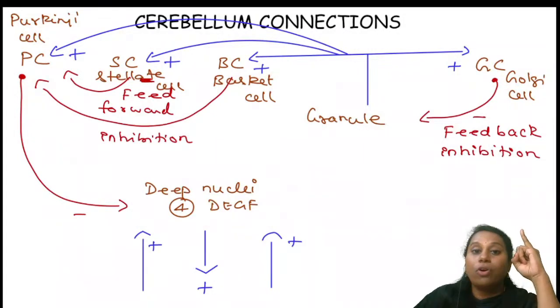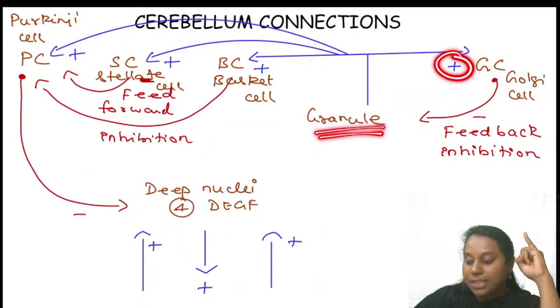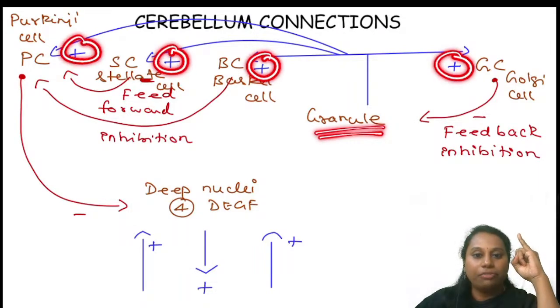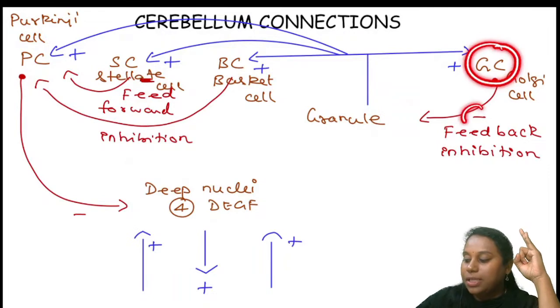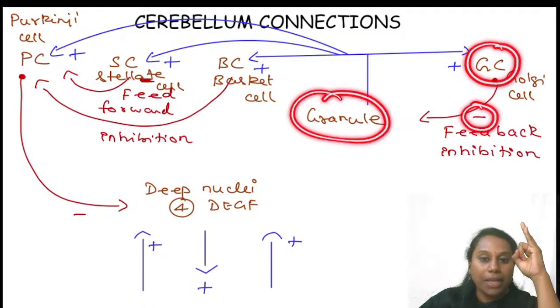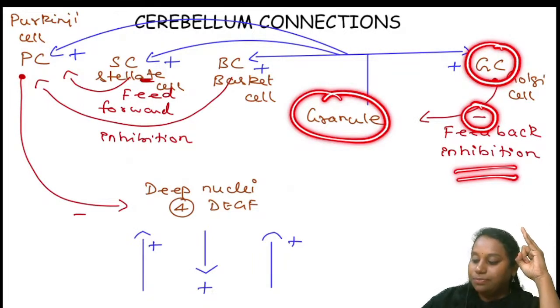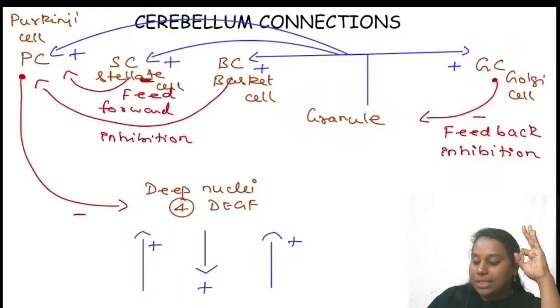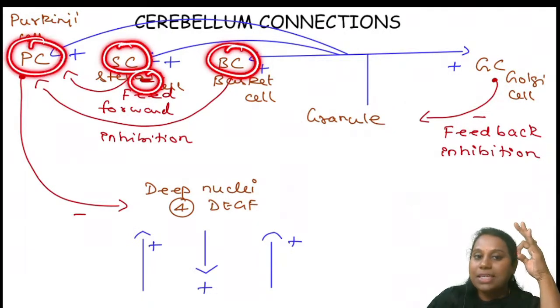First point, of all the cells in the cerebellar cortex, granule cell is the only excitatory cell. See, granule gives plus everywhere. All other cells are inhibitory. Second point, Golgi cell inhibits granule cell. This is called feedback inhibition. Third point, basket cell and stellate cell inhibit Purkinje cell. This is called feed forward inhibition.